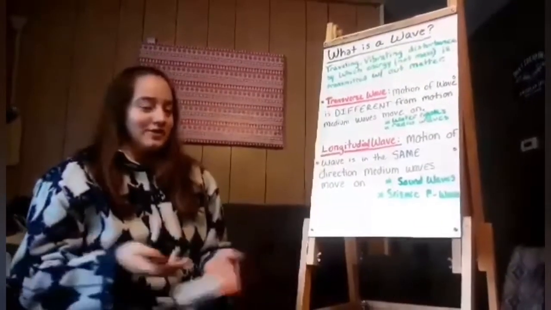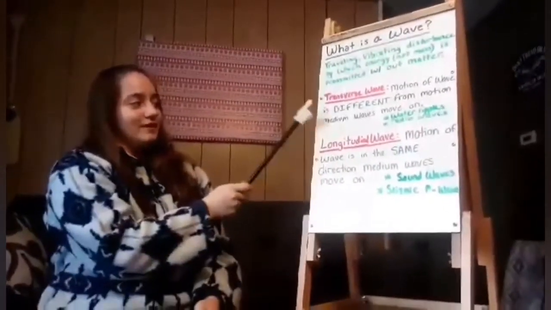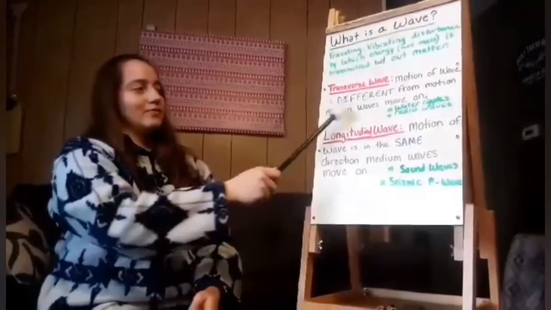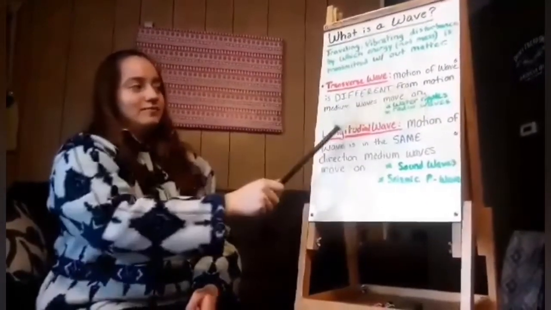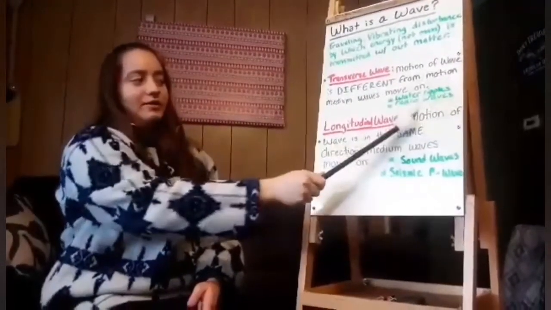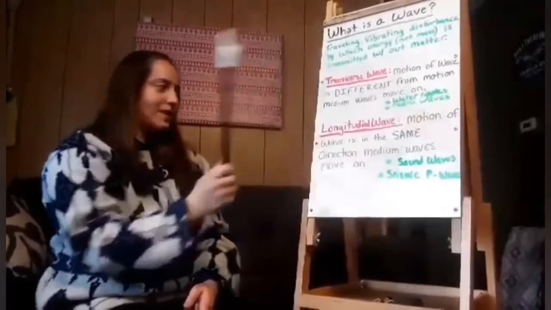Now, there are also different kinds of waves. To start off, we have the transverse wave. This is a motional wave that moves differently from medium waves. This includes ripples that you see on the water and traditional radio waves.